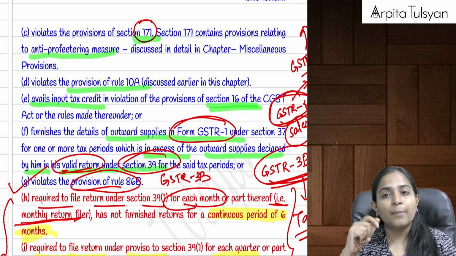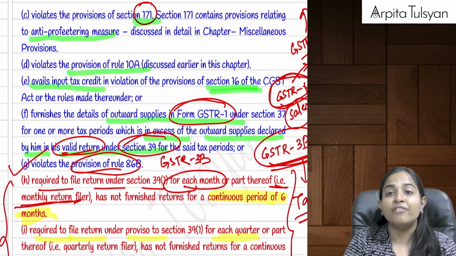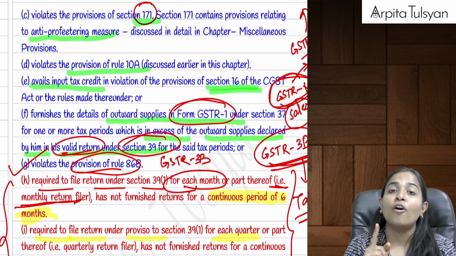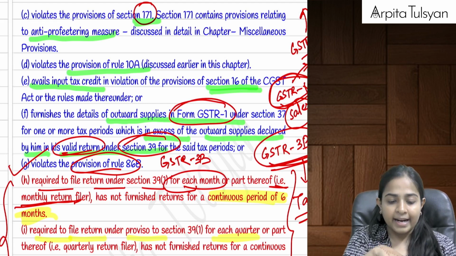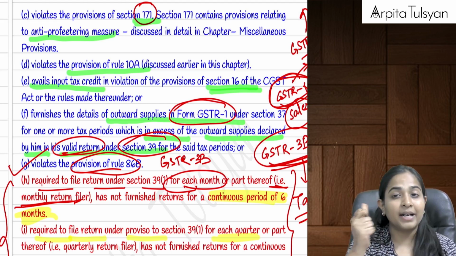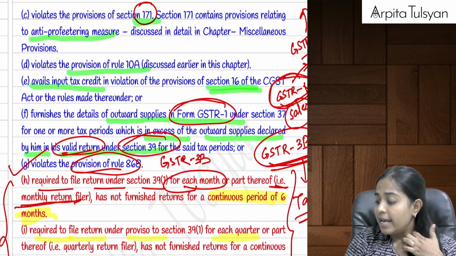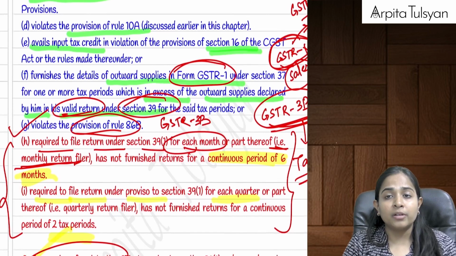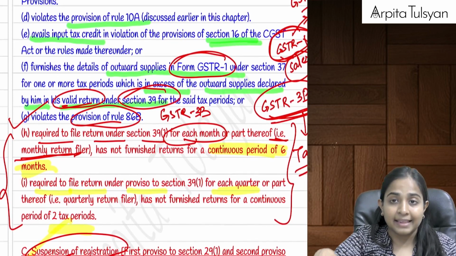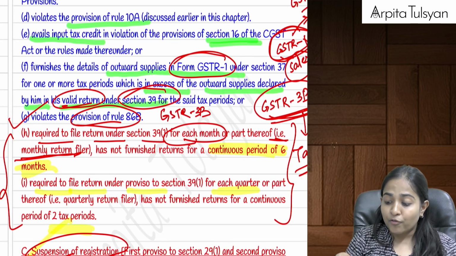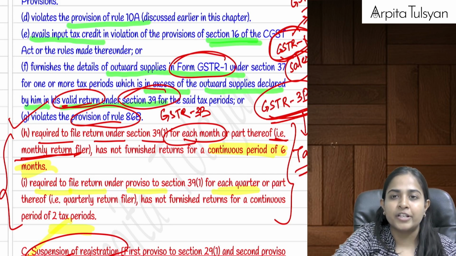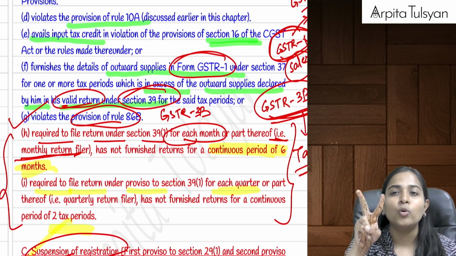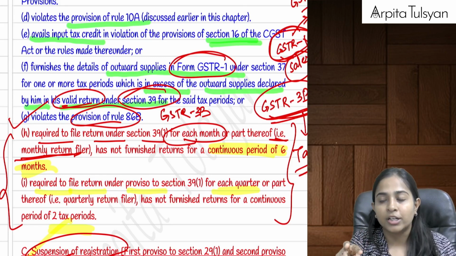Or if you are violating the provisions of rule 86B, which says at least 1% of the tax liability should be paid by way of electronic cash ledger. The rest you can pay by electronic credit ledger, but at least 1% should be paid by way of electronic cash ledger. Or if you're a monthly filer of GST returns and you have not filed the returns continuously for a period of 6 months, or if you're a quarterly return filer and you have not filed the quarterly returns for 2 tax periods. 2 tax periods means 2 quarters at least.